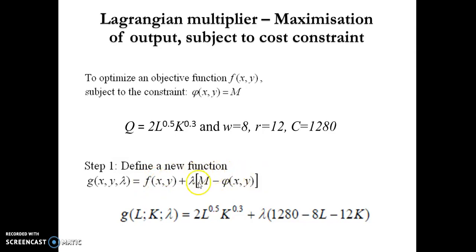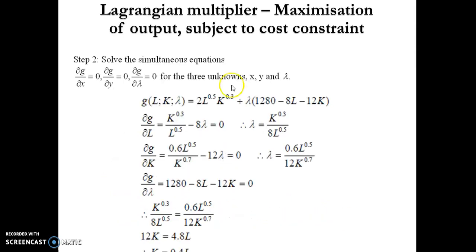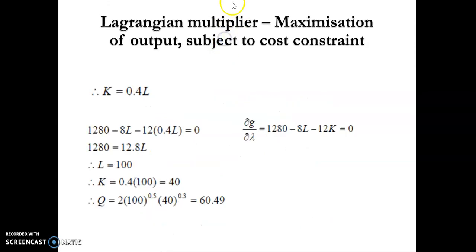And your constraint over here is given by your cost constraint. So if you were to first write it as your cost constraint, you would have C, which is equal to 1,280, is equal to WL, so that would be 8L, plus RK, which is going to be plus 12K. And if you rearrange it such that you have M minus phi, which is a function of those two variables, it would be 1,280 minus 8L minus 12K. Then you multiply it by the scalar lambda, and you add it to your objective function, and you have your new function. The next thing that you need to do is, of course, solve simultaneously.